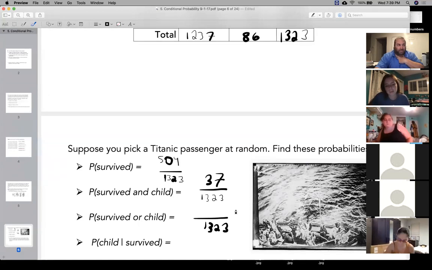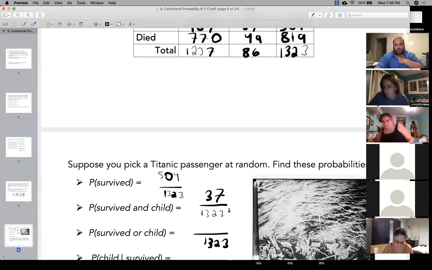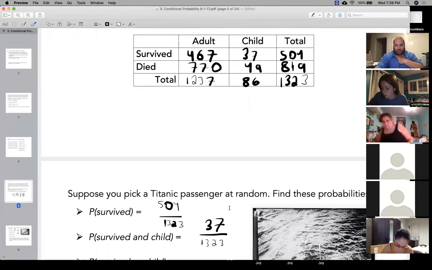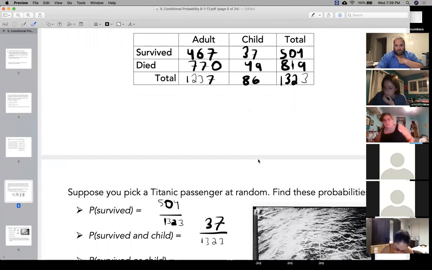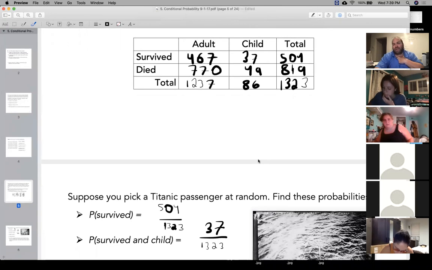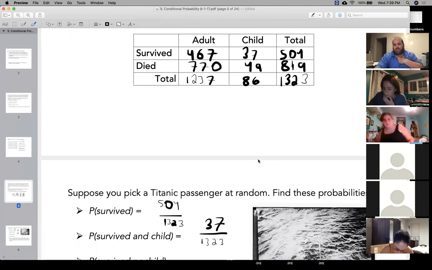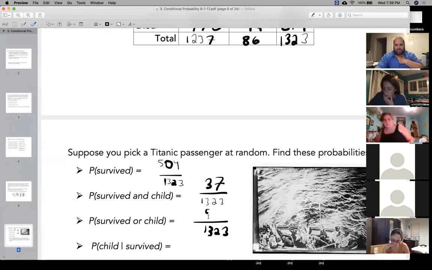Now, of those 1323, how many of them survived or were a child? 504? No, 504 is just survived. 553. Let's give everyone a chance to understand why. Why 553? Well, let's think about it.